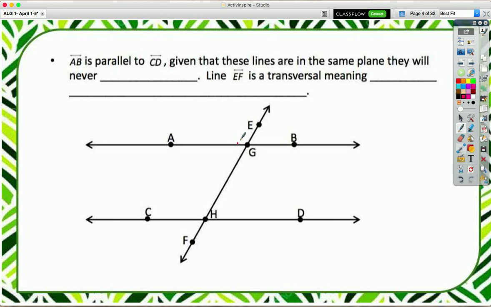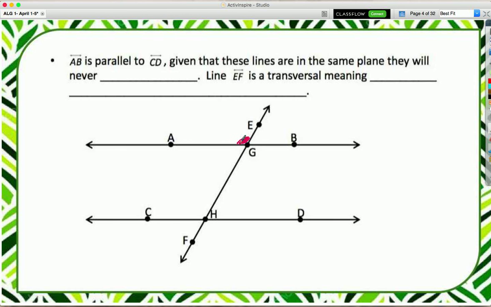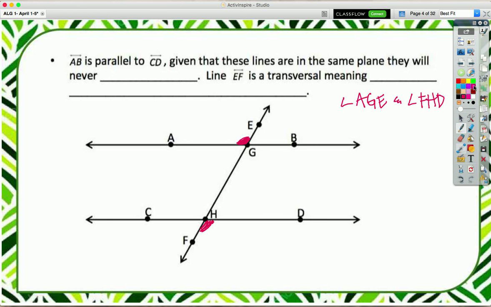If one of them is AGE, Jacob, which one do you think is alternate exterior to that? FHD. Yes, alternate exterior would be FHD. So one set of alternate exterior, we can have AGE and FHD. So there's only one other set.